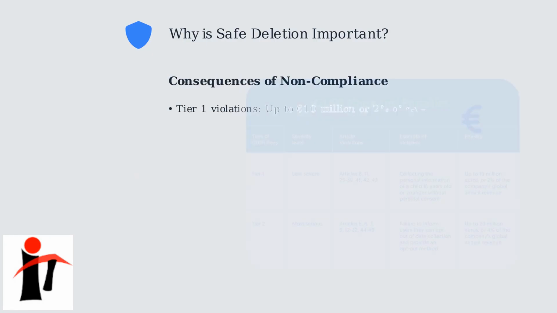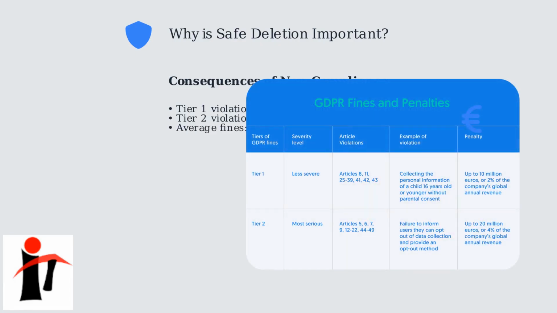Failing to comply with GDPR erasure requests can result in severe penalties. Tier 1 violations, such as improper data collection, can lead to fines up to 10 million euros or 2% of global annual revenue. More serious Tier 2 violations, like ignoring opt-out requests, carry fines up to 20 million euros or 4% of revenue. The average fine for GDPR breaches is around 2.8 million euros.